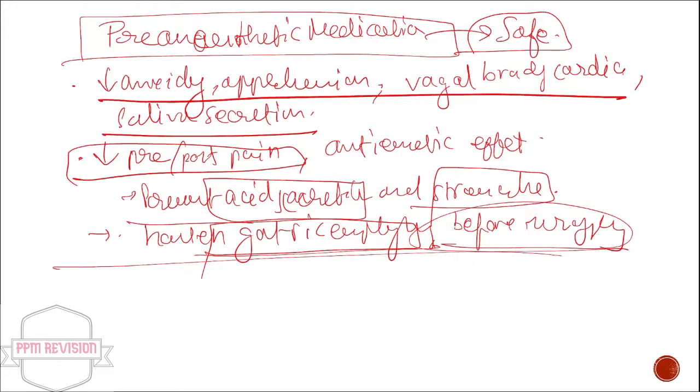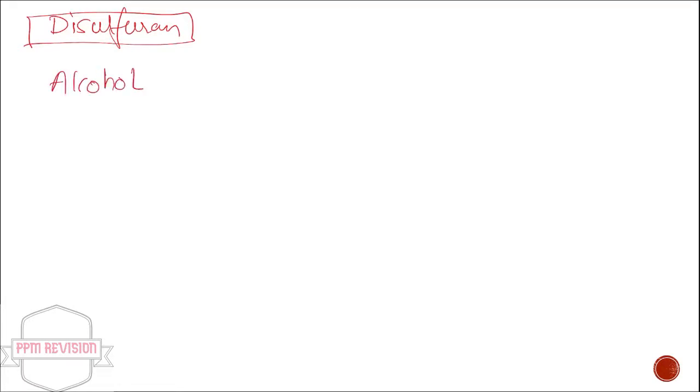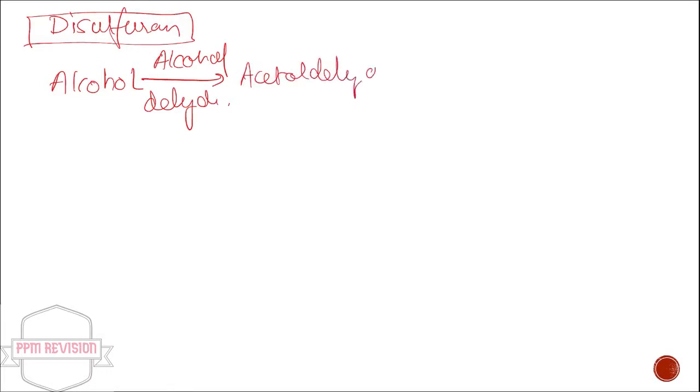Now moving further, we'll be looking at a concept of alcoholism. So here we'll be looking at disulfiram. Okay, so firstly let's see what happens to alcohol. When alcohol is taken, in the presence of alcohol dehydrogenase, it is converted to acetaldehyde. And then in the presence of aldehyde dehydrogenase, it is converted again to acetic acid.